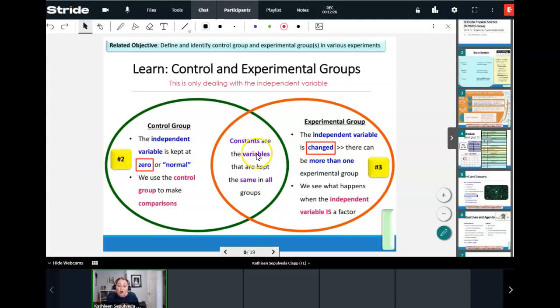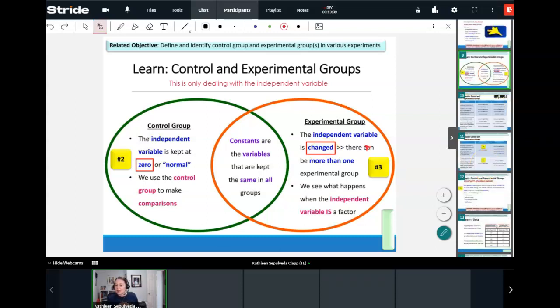Now, constants are the variables that we keep the same in all groups, no matter what. But I want you to realize that control group and experimental groups are only dealing with the independent variable. Let's look at some examples. But before we do that, I want you to lock in numbers 2 and 3. Number 2 is going to be 0. Number 3 is going to be changed. I'm going to give everybody about 30 seconds to lock these answers in. 0, Z-E-R-O.